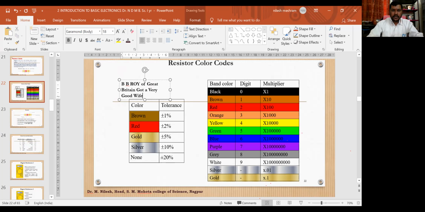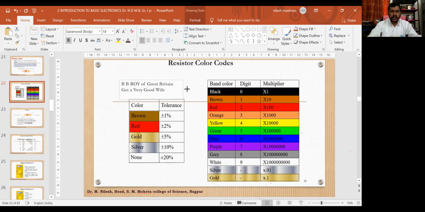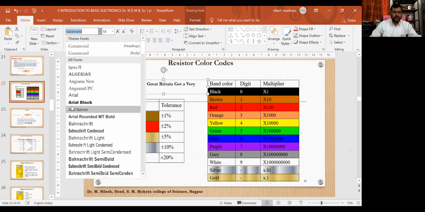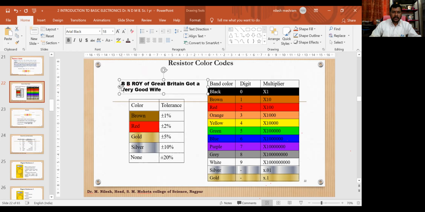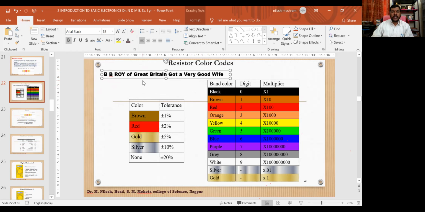This was actually a formula, where we want you to be able to understand what I mean by that. So it will make it a little bit darker. This is what we need to study, what I have written over there. Just remember this sentence: B.B. Roy of Great Britain got a very good wife. So 1, 2, 3, 4, 5, 6, 7, 8, 9, and 10.